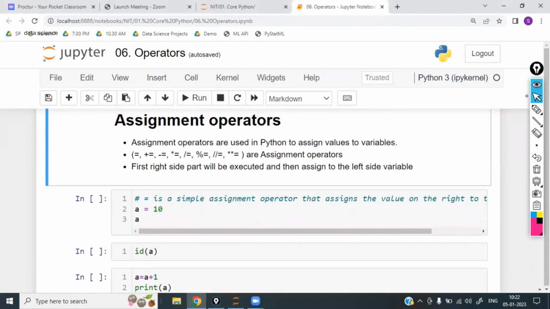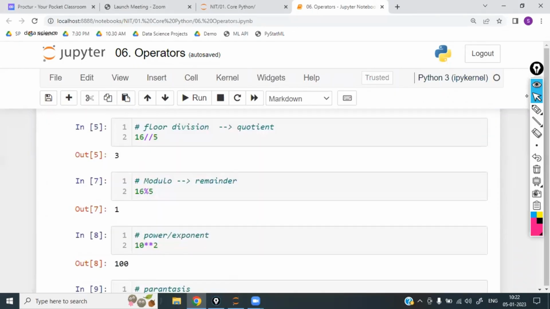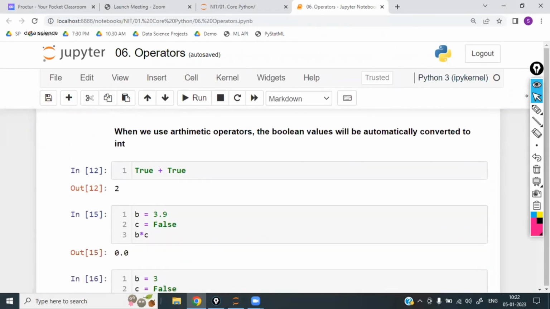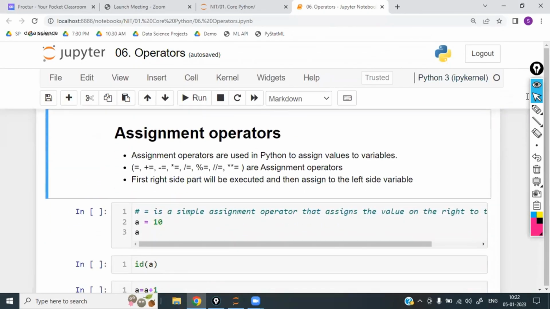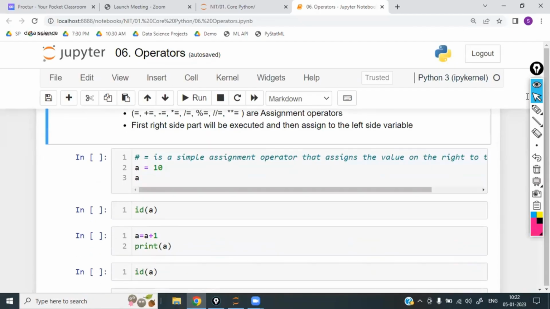Next, these are all called arithmetic operators. Whatever we have discussed is arithmetic operators. The next type of operators is called assignment operators. What is meant by assignment operators? A is equal to 10, so this 10 will be assigned to A. The equal to symbol is called the assignment operator, where it is assigning the value to a variable.